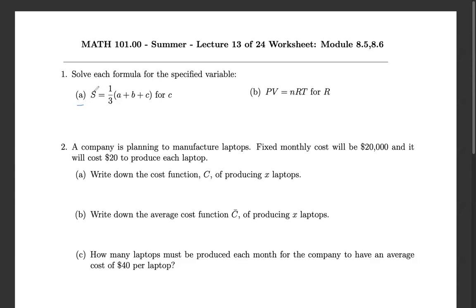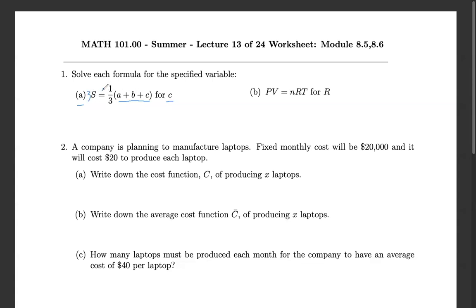Let's see A. So we have S, the variable S equals 1/3 of A plus B plus C. Now we want to solve for C. So first we see this is 1/3 of this group. Inside a parenthesis, we can think of a group of something. So we want to get rid of this 1/3. We want to multiply by 3 on both sides.